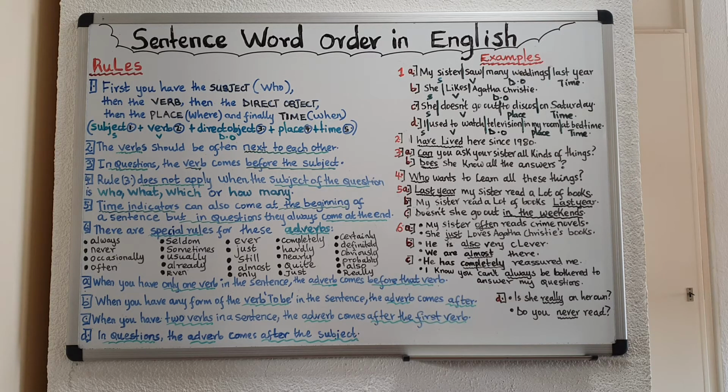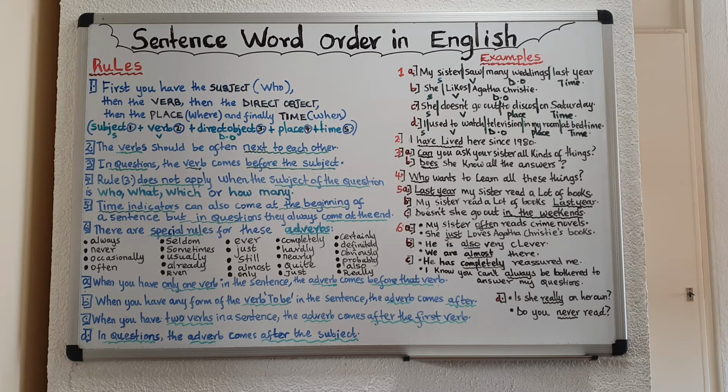Now look at example 2. I have lived here since 1980. You have the verb have and you have the verb lived. I have lived. So, when you have more than one verb, for example two verbs, make sure that the verbs are next to each other, that you write them next to each other. Obviously, try and also use the correct prepositions and ensure that the verbs are in the correct tense.